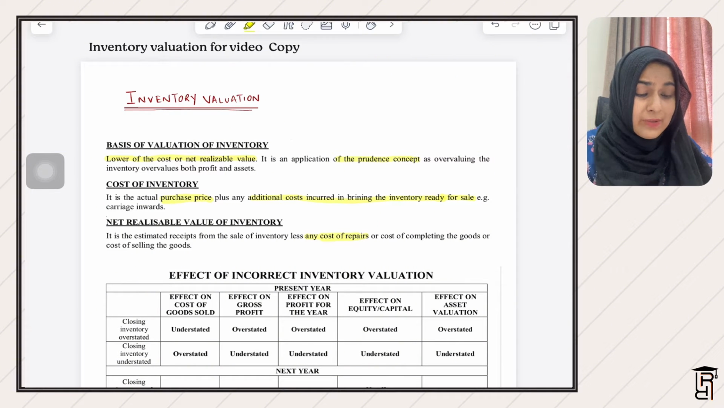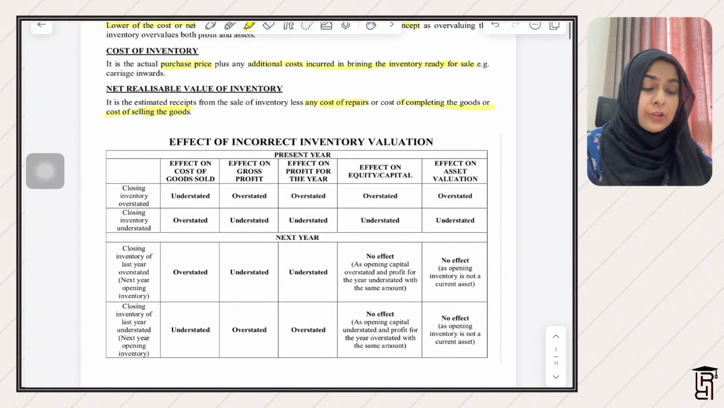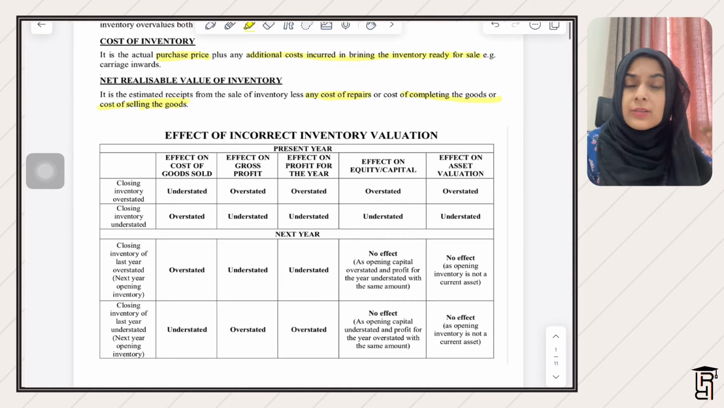Then this table is very important. Why is it important? Because they can test you directly on this, or you can be tested on MCQs on this particular concept. This is about when you are overvaluing your inventory, any inventory, closing inventory or opening inventory.